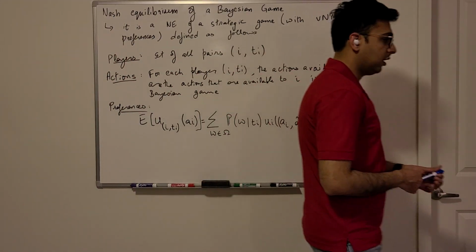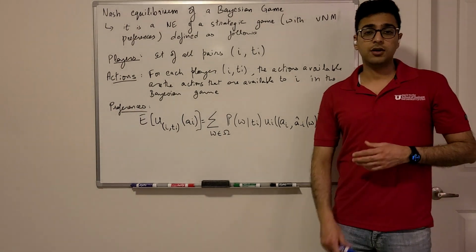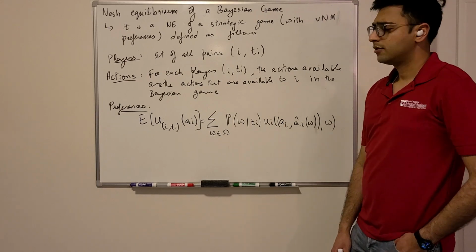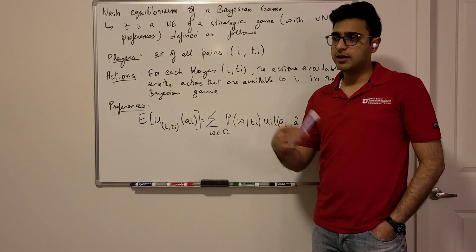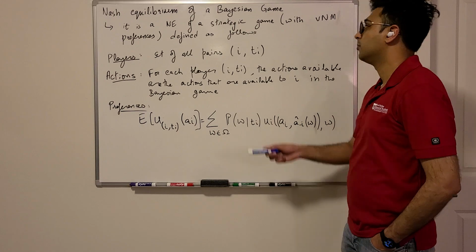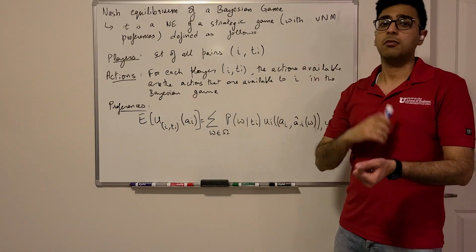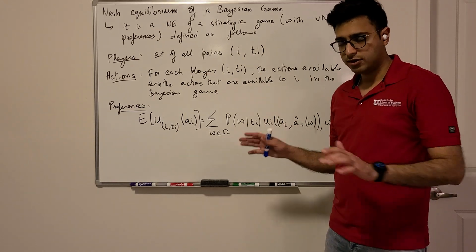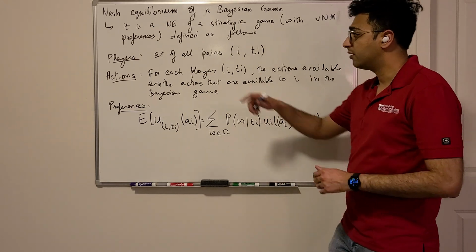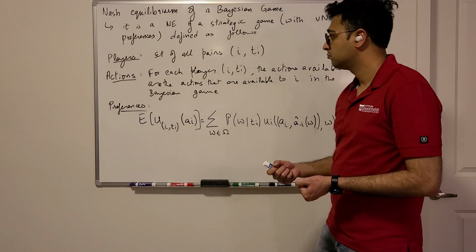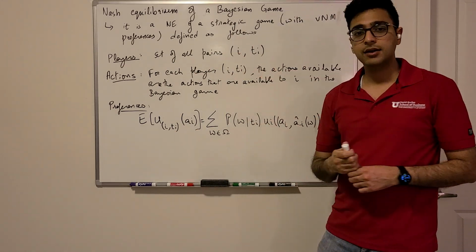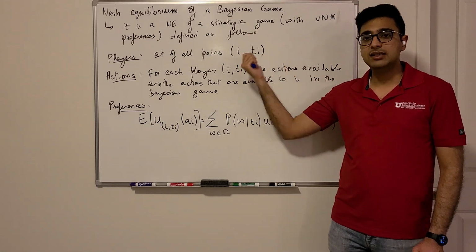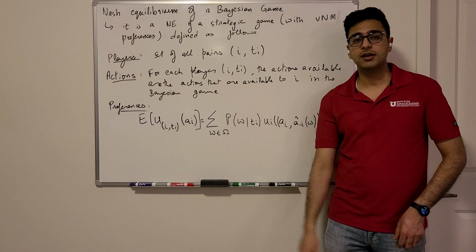Okay, so now let's define the Nash equilibrium of a Bayesian game. The Nash equilibrium of a Bayesian game is the same as the Nash equilibrium of a strategic game, in which we just modify the game as follows. So consider a strategic game in which the players, instead of being defined by I, are defined by I and Ti, where I is the player in the Bayesian game and Ti is the type of that player in the Bayesian game.